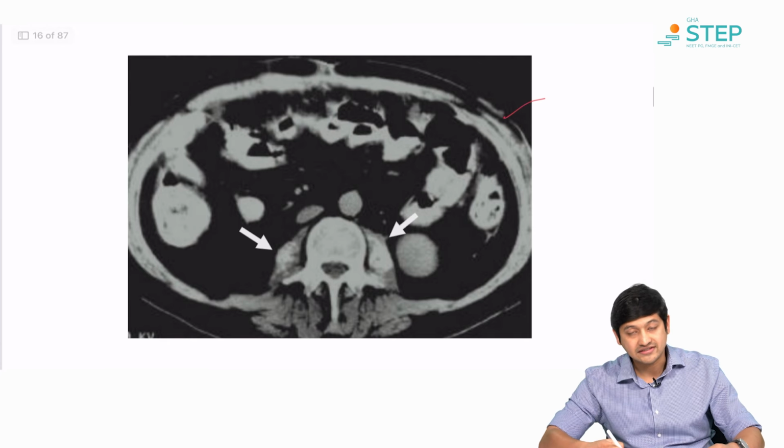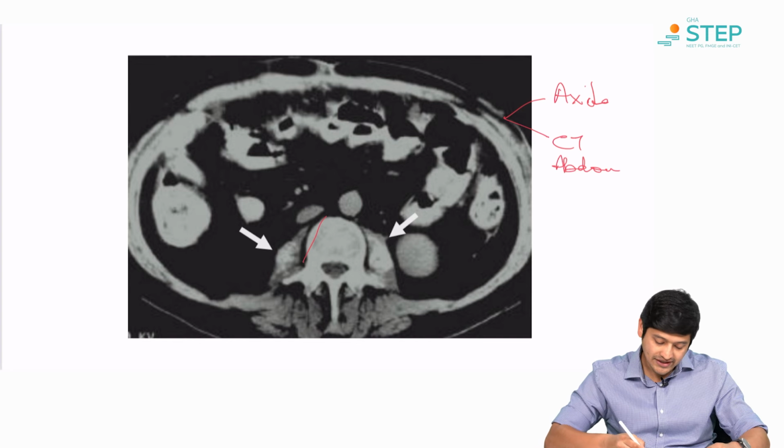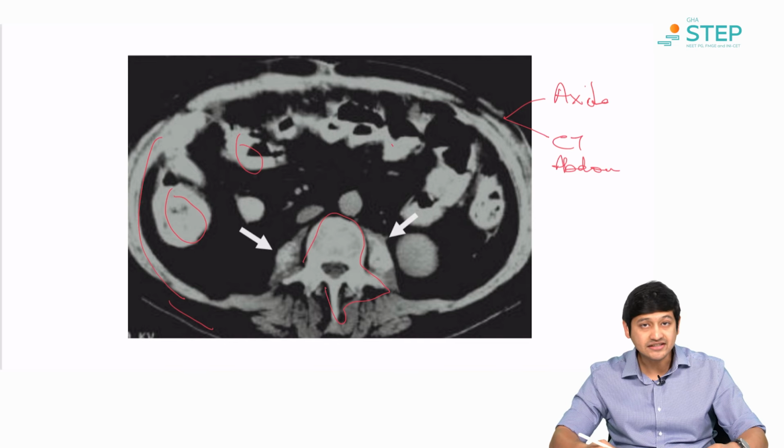Now what sort of image is this? This is an axial image of the abdomen and is a CT scan. The bone is hyperdense, fat is going to be hypodense, and soft tissue of various forms are going to have differing densities in between.